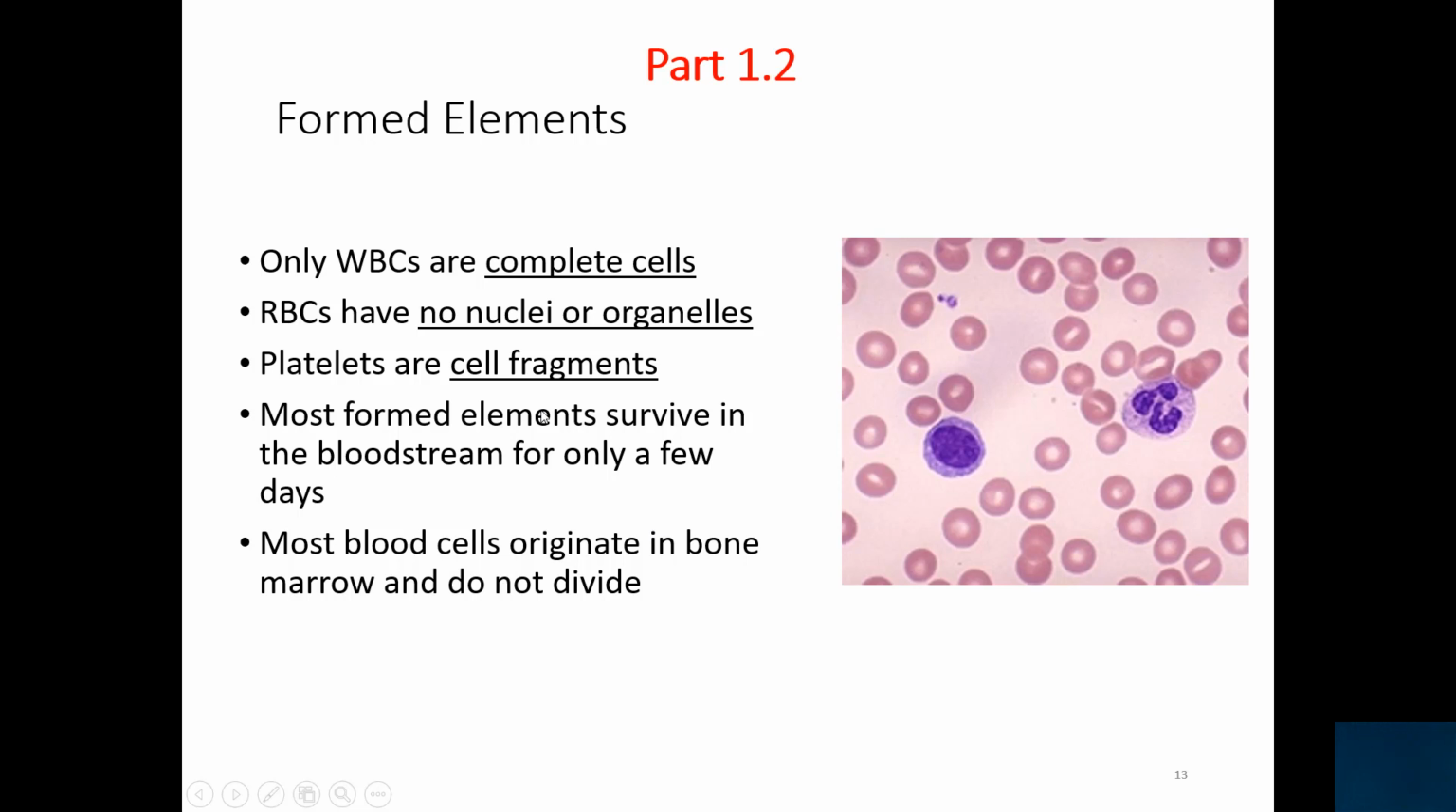Most of those formed elements survive in the blood for only a few days. For example, some types of leukocytes, white blood cells, can live for 4 to 9 days only. Red blood cells live a little bit longer, for up to 3-4 months. And most blood cells originate in bone marrow, and they do not divide. It means when they are made and released into the bloodstream, they cannot divide and create new daughter cells.